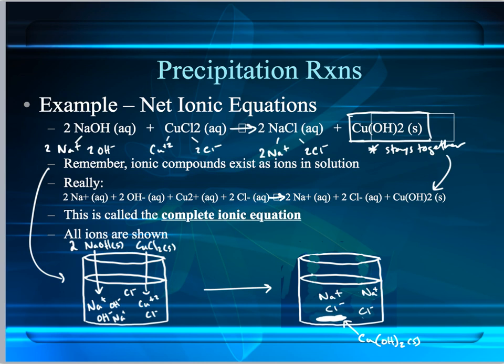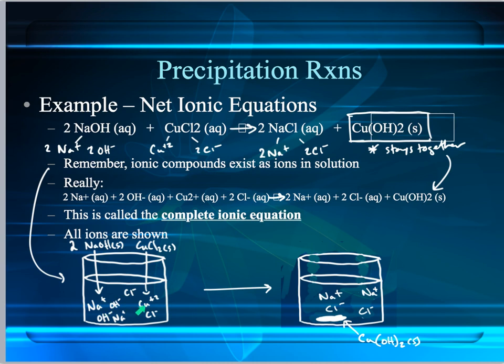And I've kind of drawn what's going on down here. 2 sodium hydroxides, which is solid. If you put that into water, you're going to get 2 of each ion floating around. And 1 CuCl2, I'll get 1 copper ion and 2 chloride ions.